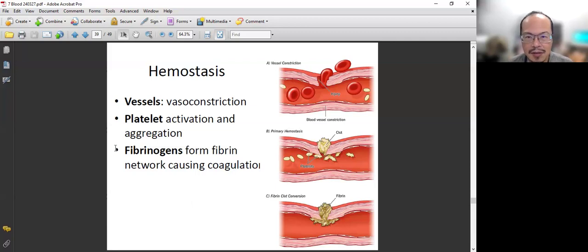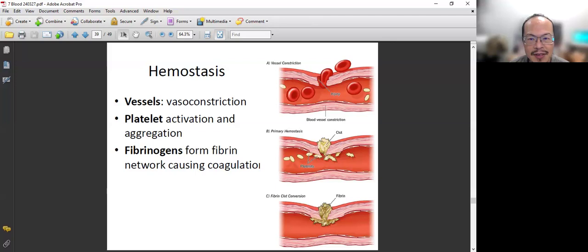For the vessel by itself, you can see here the tunica intima, tunica media, and tunica externa. Here we have the smooth muscle right here. So what does the vessel do? It does vessel constriction, caused by muscle constriction. So the vessel constricts and also reduces the blood flow, which is needed.